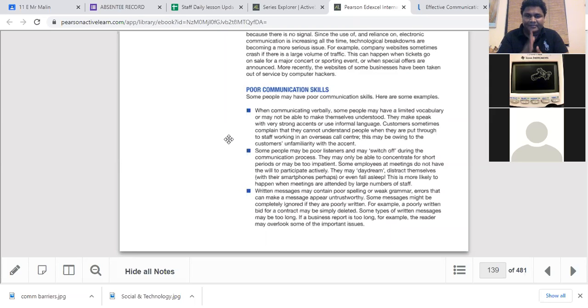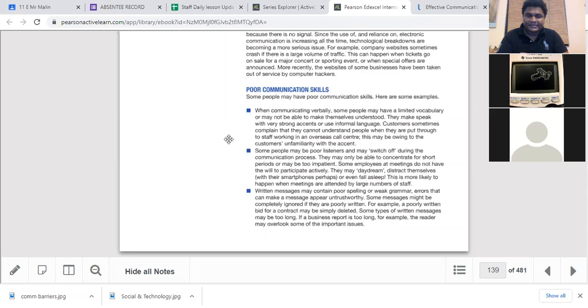And third, written messages may contain poor spelling or weak grammar. There are English language problems sometimes. Errors can make messages appear untrustworthy. Some messages might be completely ignored if they are poorly written. For example, a poorly written bid for a contract may simply be deleted.